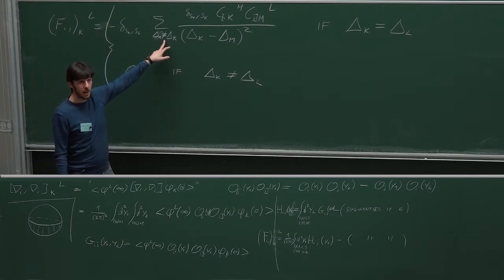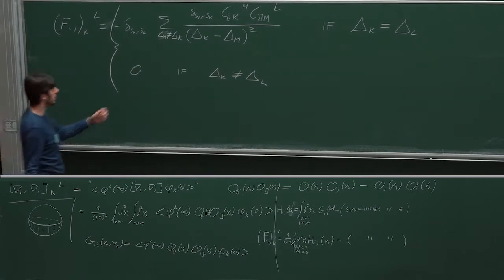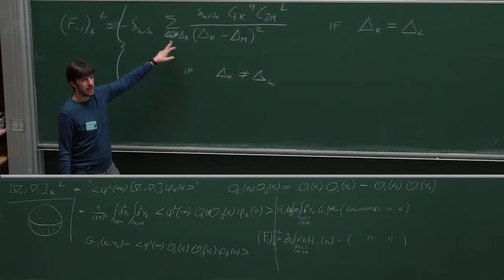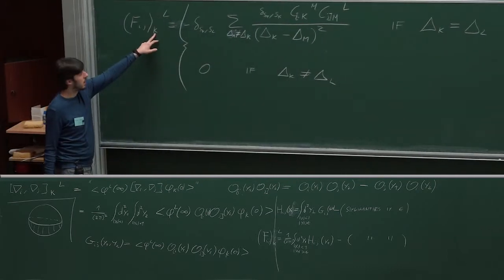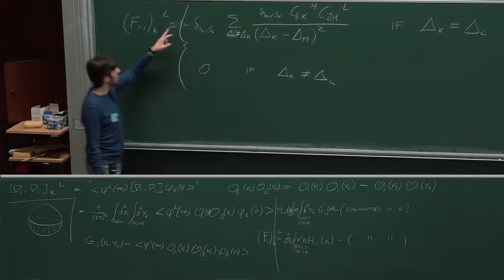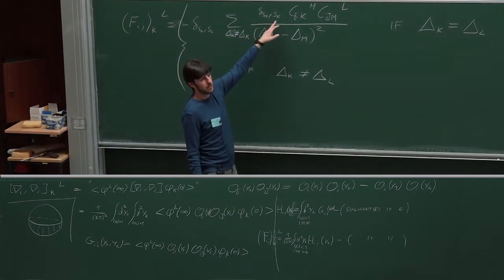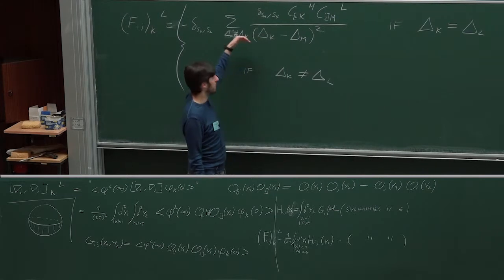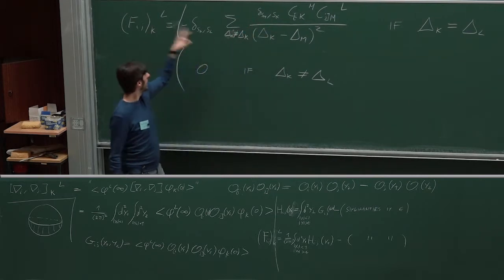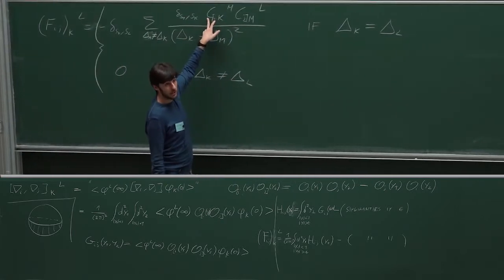Then I have a sum. The sum goes through all the operators in the theory, but only those operators whose conformal dimension is different from the conformal dimension of the operator k. In the first line, the conformal dimension of the operator k is equal to the conformal dimension of the operator l. Here I have an additional spin restriction: the spins that I'm summing over are also equal to the spin of one of the two operators, S_k or S_l. And these are the structure constants.